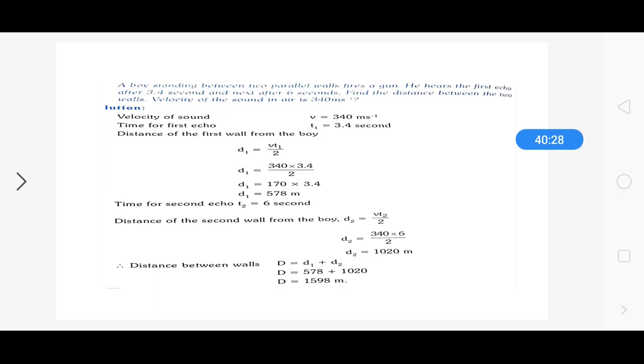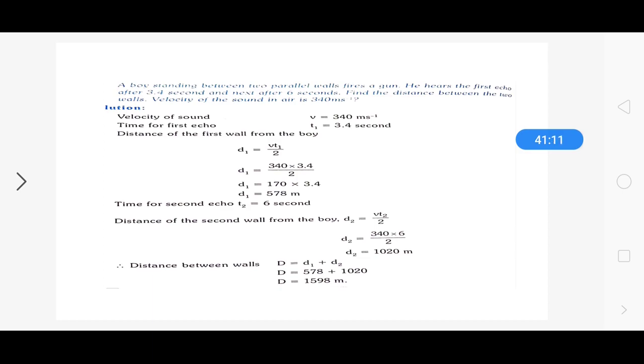So the time for first echo is 3.4 seconds. So d1 is equal to the distance of the first wall from the boy. d1 will be vt1 by 2. So 340 into 3.4 by 2. So that is 578 meters is the distance from the boy to the first wall. Now the distance of the boy from the second wall, that is d2 is equal to vt2 by 2. So it is 340 into 6 by 2. So 1020 meters.